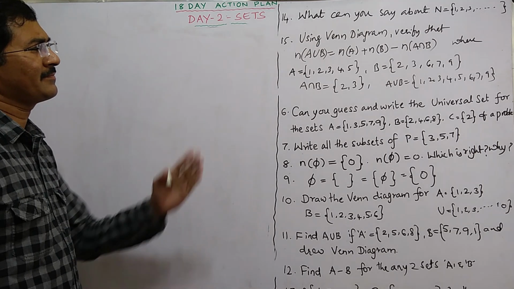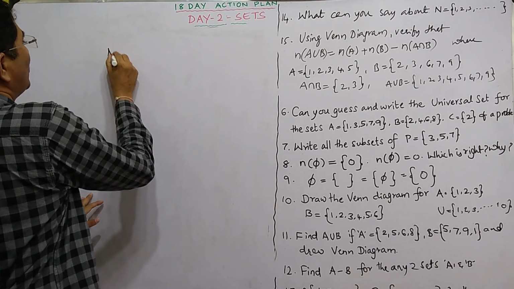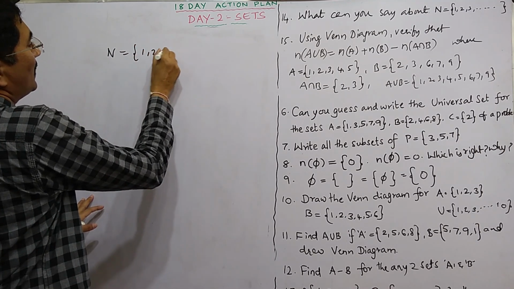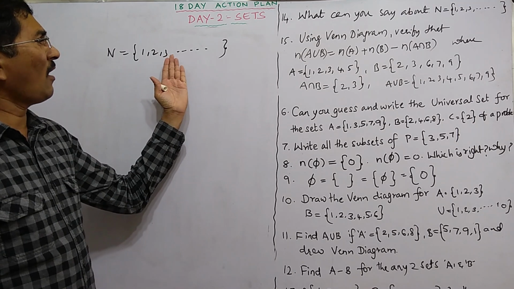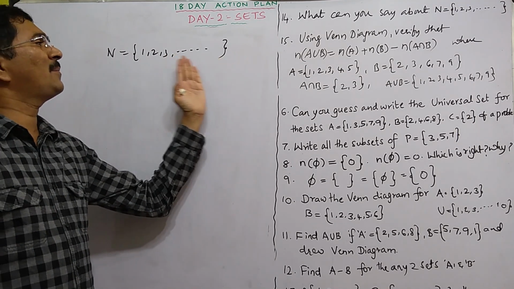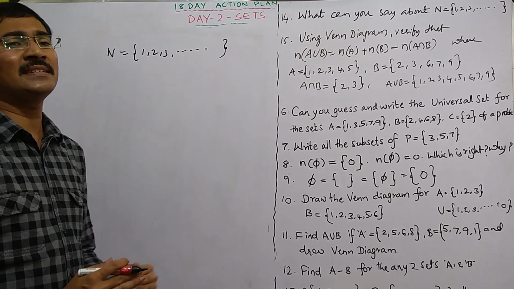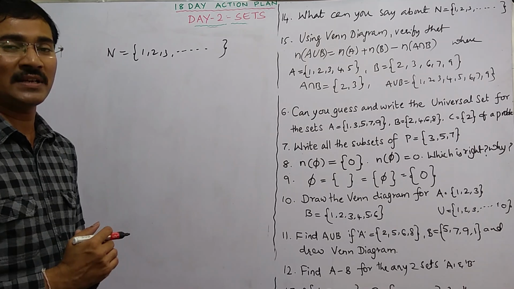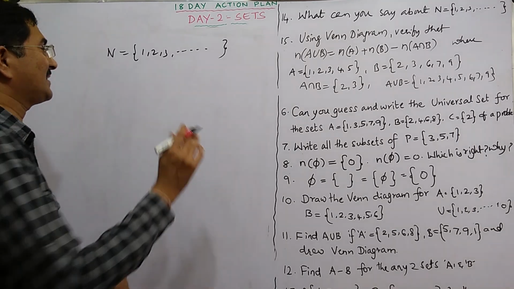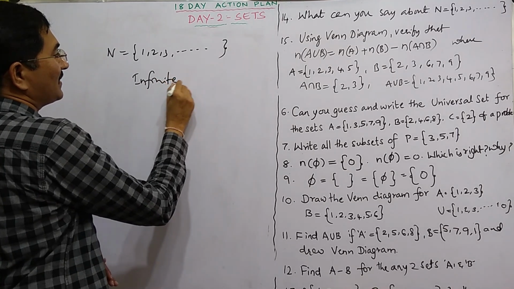Now, what can you say about the set N is equal to {1, 2, 3, ...}? When you can't say how many elements are there, we put these dots. That means the number of elements in it is unlimited. You can't write them all, you can't count them. Such kind of sets are called infinite sets. They are not limited, but unlimited.